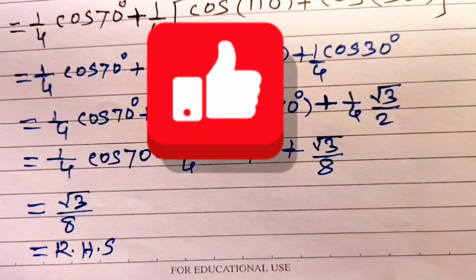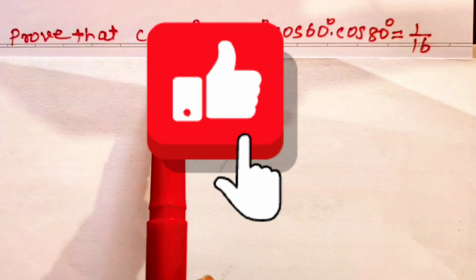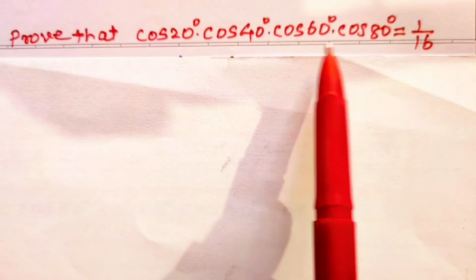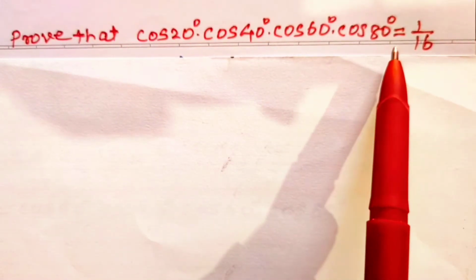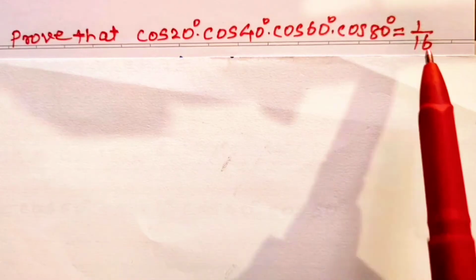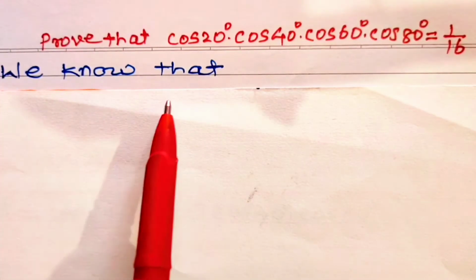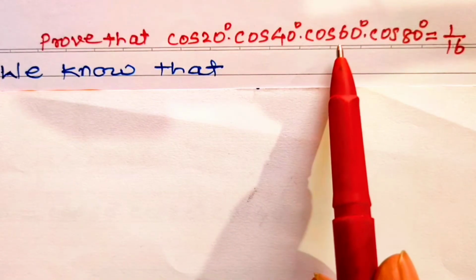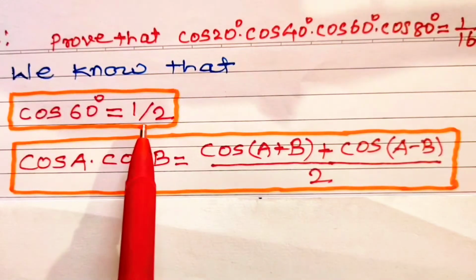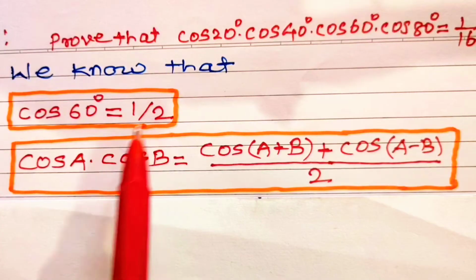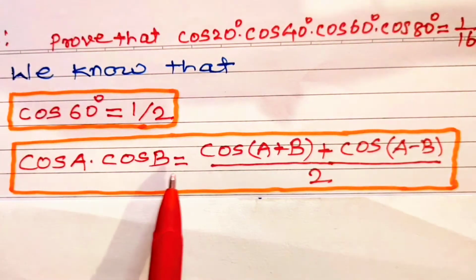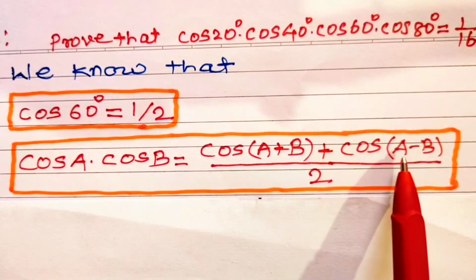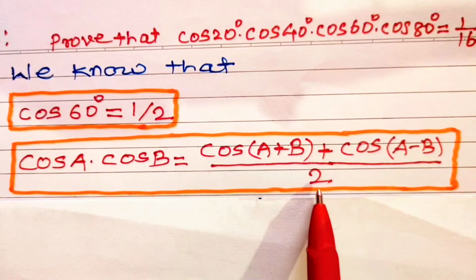Hence the solution. Next sum: prove that cos of 20 degree into cos of 40 degree into cos of 60 degree into cos of 80 degree is equal to 1 upon 16. To prove this statement, we must know the formula and trigonometrical value of cos 60 degree. Cos 60 degree is equal to 1 upon 2 and cos A into cos B is equal to cos of A plus B plus cos of A minus B, all divided by 2.